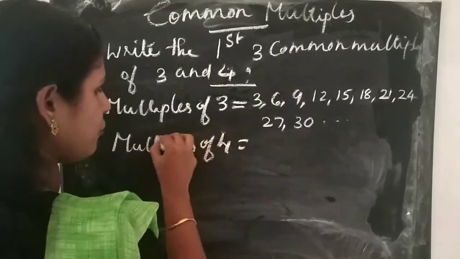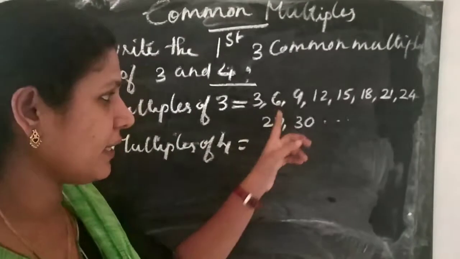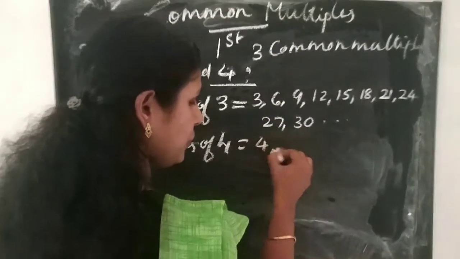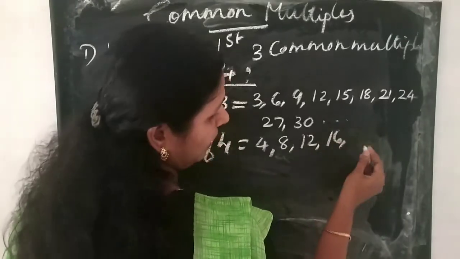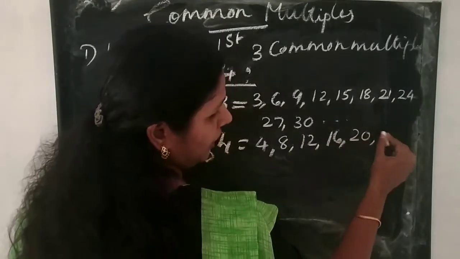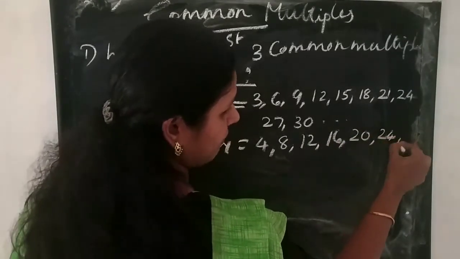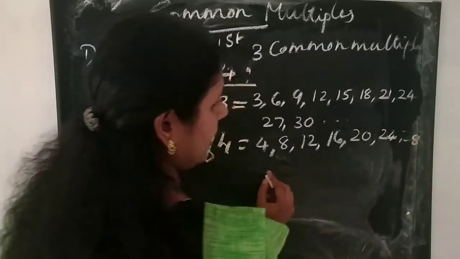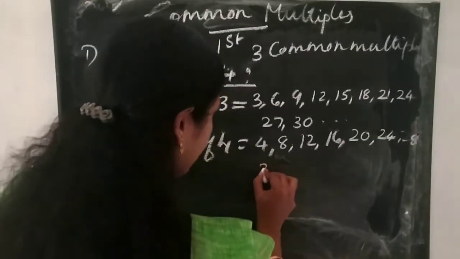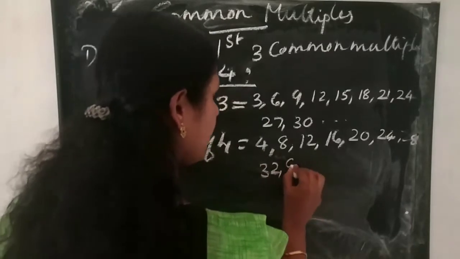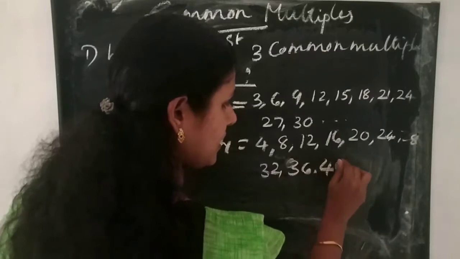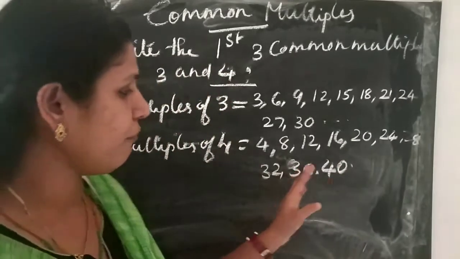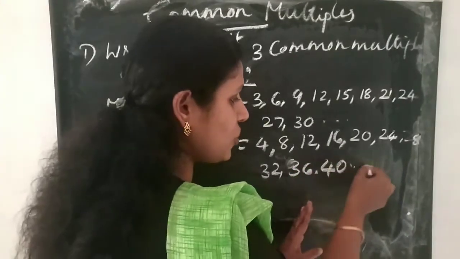Now multiples of 4. Next we have to find the multiples of 4 like this. One 4 is 4, two 4s are 8, three 4s are 12, four 4s are 16, five 4s are 20, six 4s are 24, seven 4s are 28, eight 4s are 32, nine 4s are 36, ten 4s are 40. This much we know. So we just stop here, and so on.